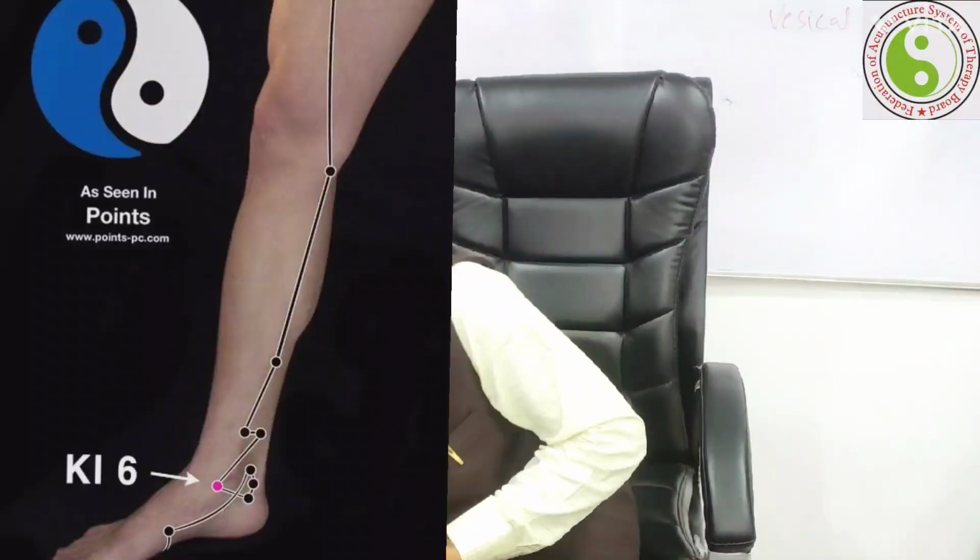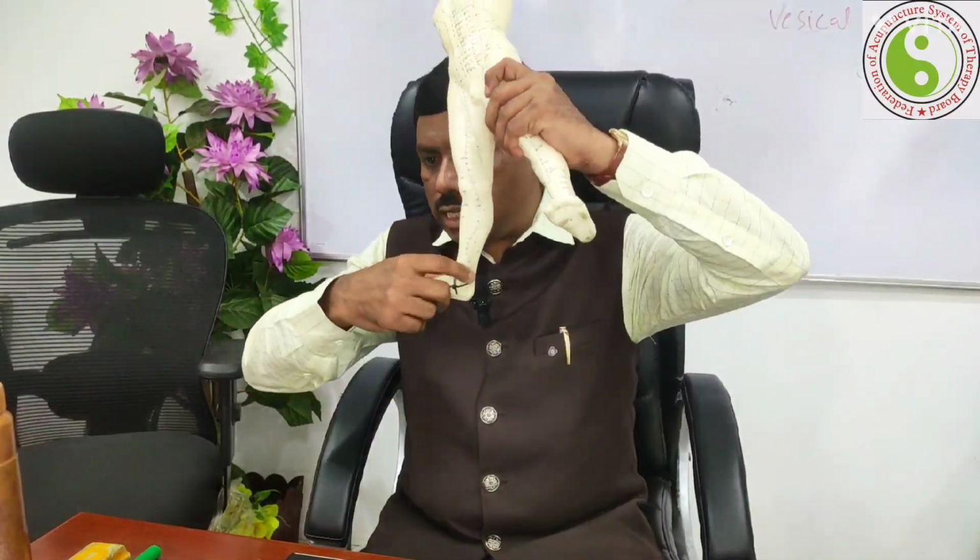Then the K6 point is known as Zhaohai. That is the K6 point. Where exactly is it located? It is 1 chun distal to the tip of the medial malleolus, midway between the two tendons. The tendons are known as the flexor hallucis longus and flexor digitorum longus tendons. You just touch and feel.